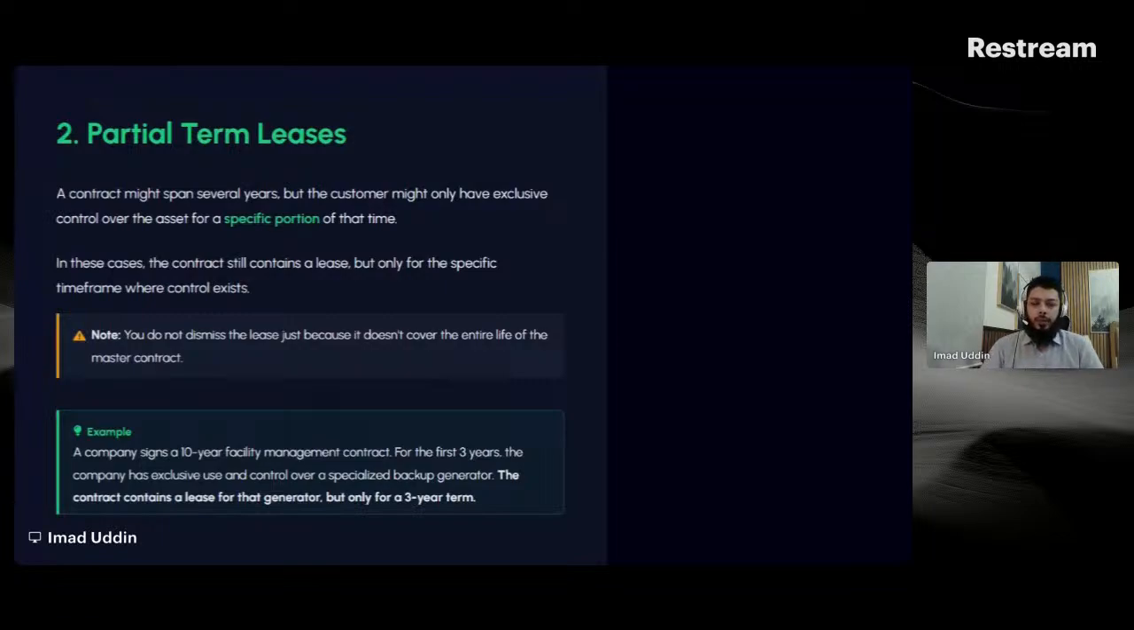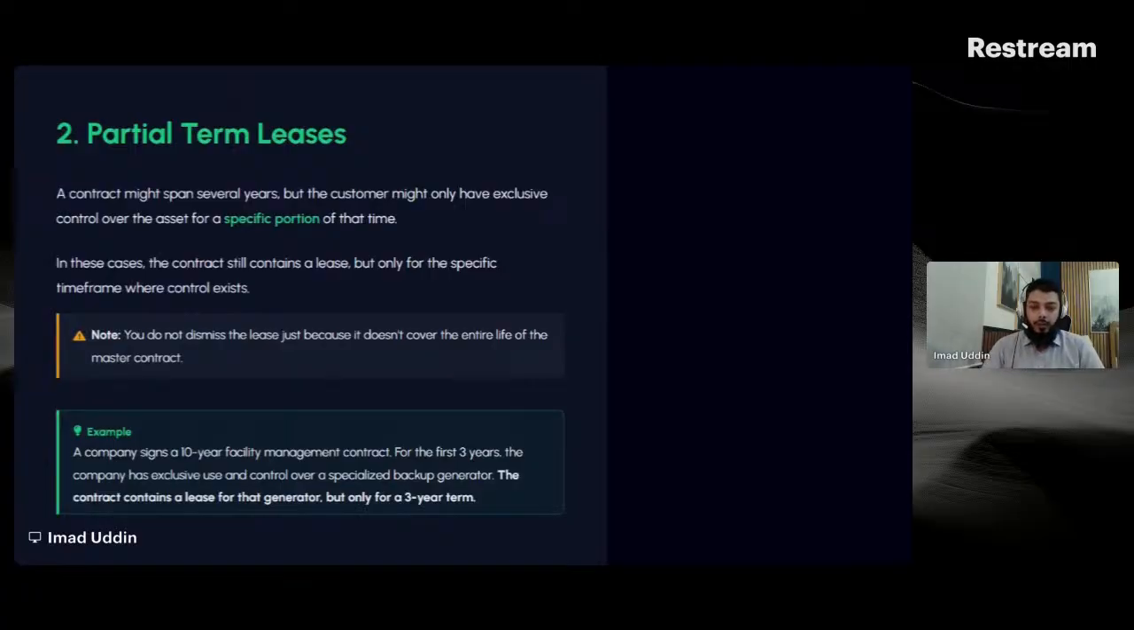Now, as we initially talked about an example, if we have a partial term lease, for example, the contract spans several years. I can use that asset for several years, but I only have exclusive control of that asset for a specific portion of the time. For example, if there's a particular vehicle I want to lease, I have the right to use that vehicle exclusively for the first 3 years, and after that, for the next 7 years, I would have partial access to that vehicle, and someone else would also be using it half the time. In that particular case, for the next 7 years, I will not have the right of use, and for the first 3 years, I will have the right to use the asset.